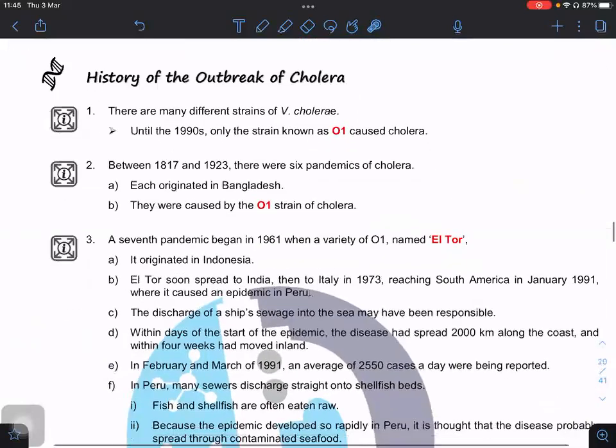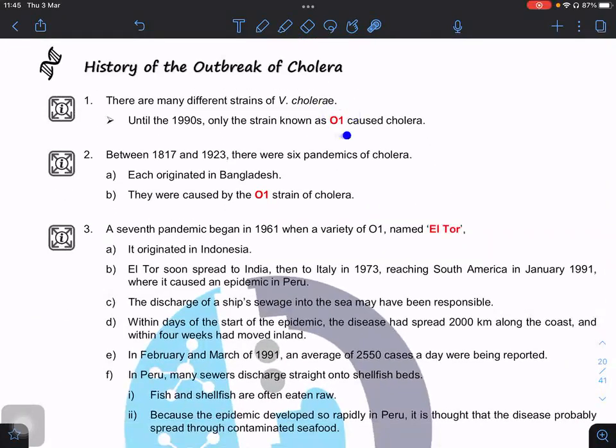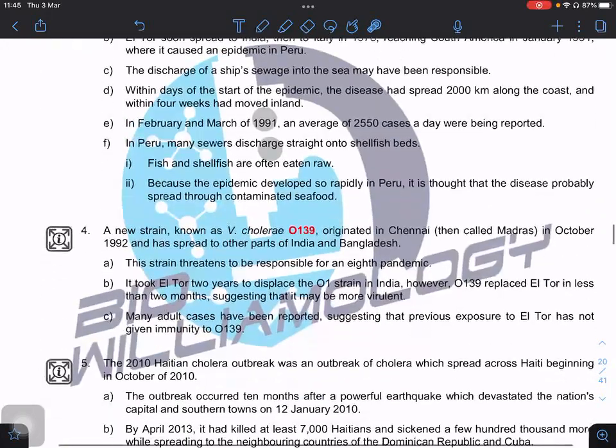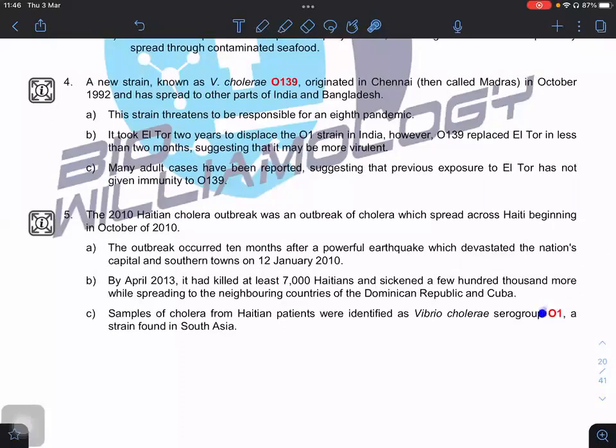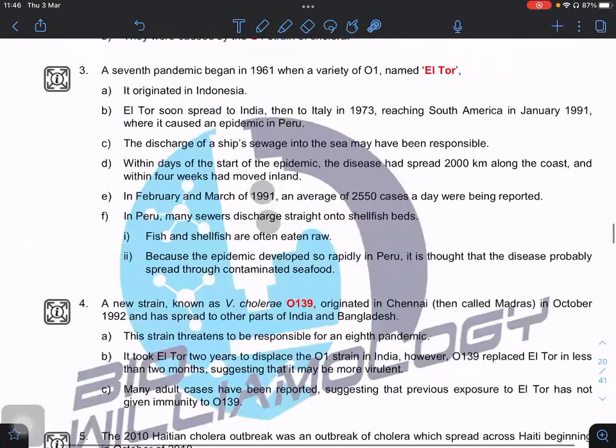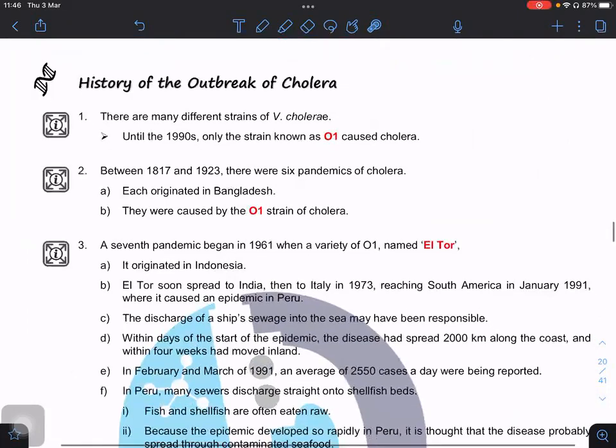So for the history of outbreaks, it's different strains. We have O1, we start with O1. Then from O1, a mutation takes place to El Tor. And currently, in 1992, it's O139. And you can see in Haiti in 2010 there was an outbreak, okay? Classical cholera is a subgroup of O1, a strain found in South Asia, like Pakistan, Nepal, and India. So no need to worry about this history of the outbreak. You can read it on your own, okay?